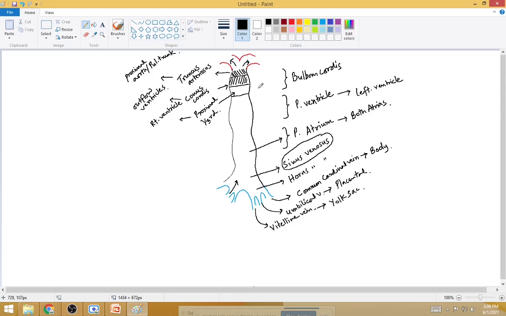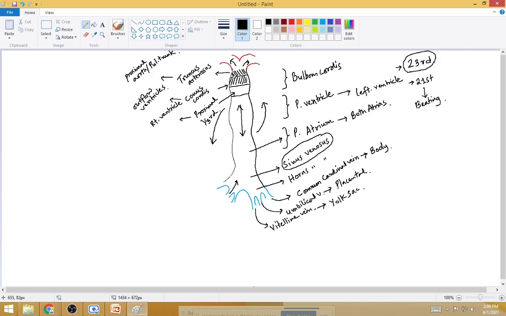Now, this whole tube is formed by day 23. Okay, at day 21, the heart starts beating. Now you see, at day 23, what will happen? There is looping. The superior part moves forwards and downwards, the inferior part moves upwards and backwards. Along with this there is elongation of this tube.